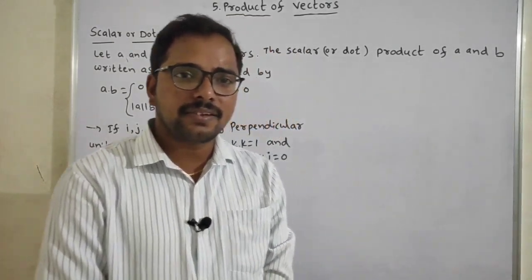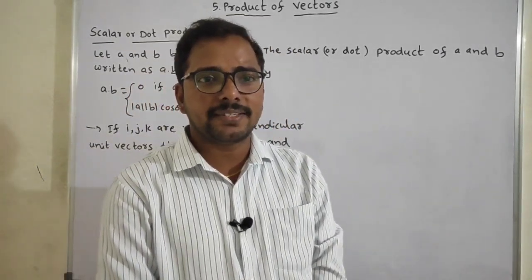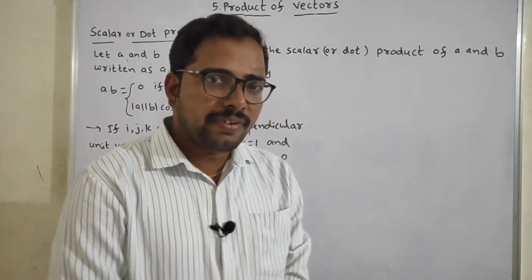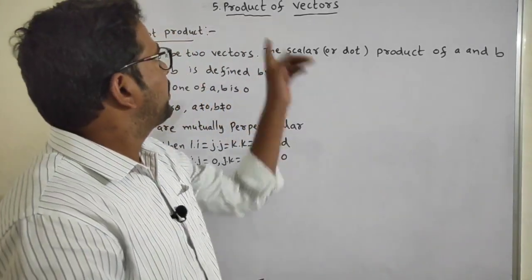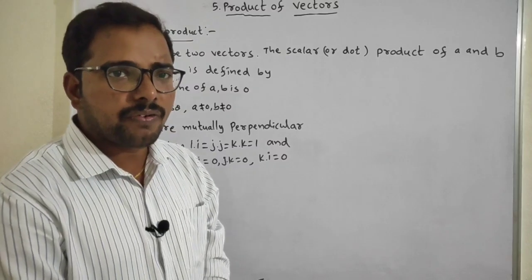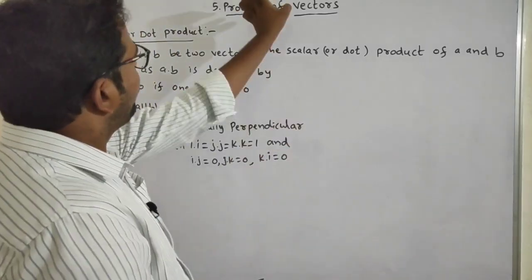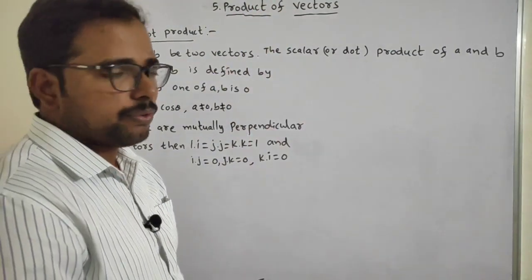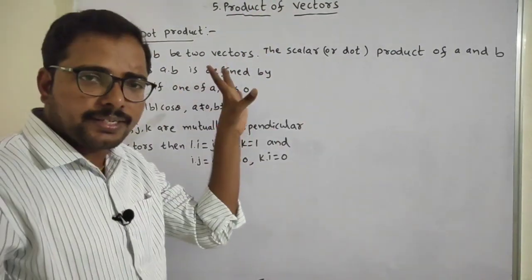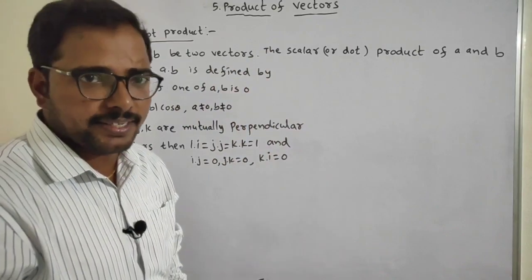In the last class we completed addition of vectors. Now we will start a new chapter, that is product of vectors. Product of vectors అంటే vectorsని product చేయడం. So in product of vectors we have two types. One is dot product and another is cross product.